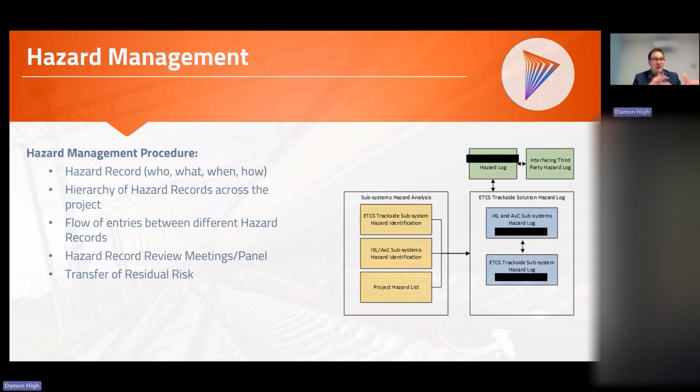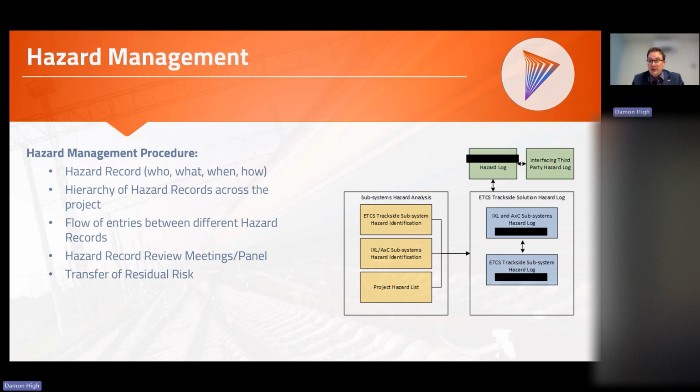But how many hazard records are there going to be? Who owns what information that's feeding into them? What information's getting transferred across to a different hazard record as part of the hazard transfer process? Sometimes you might have one project that just has one hazard record. Depending on the project, you've got multiple hazard records feeding into different ones that might be sitting at different levels of the project. So we need to understand the hierarchy of those hazard records, and how we're going to manage the flow of information between the two.